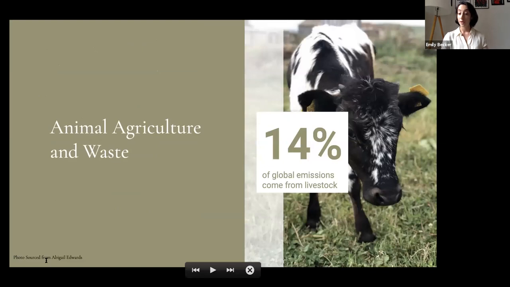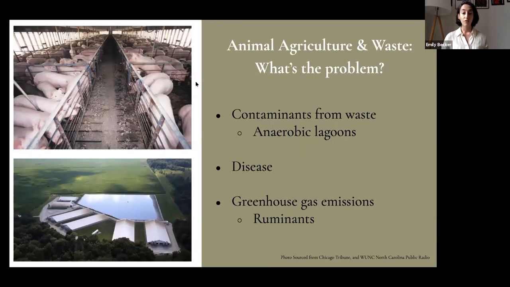We'll now go into greater depth on a problem you already know a little about from our case study, animal agriculture and waste, which as you can see here, contributes 14% of global emissions from livestock operations. As we know from our discussion of North Carolina's hog farms, livestock agriculture impacts the environment in a lot of different ways. While our bill is primarily focused on reducing greenhouse gas emissions, it also addresses a number of other important environmental problems, all of which are interconnected.